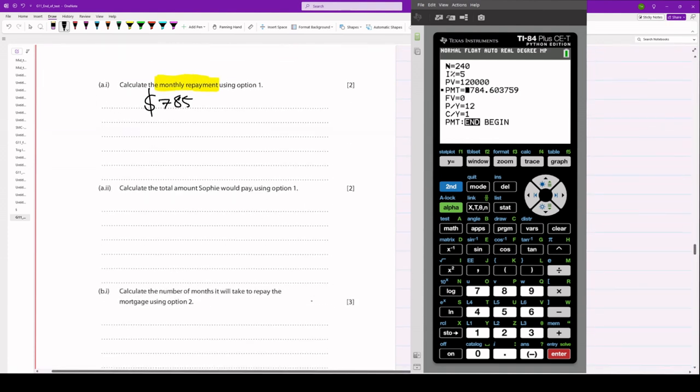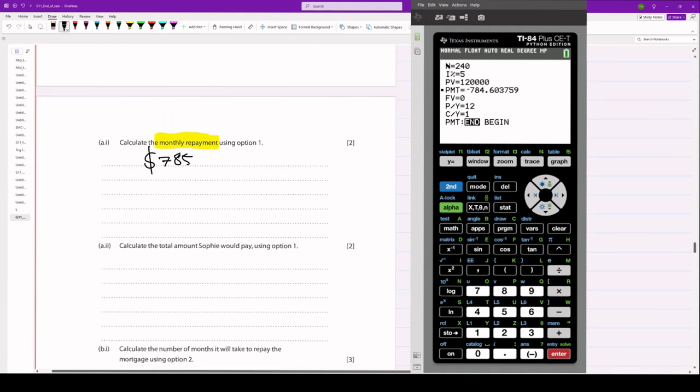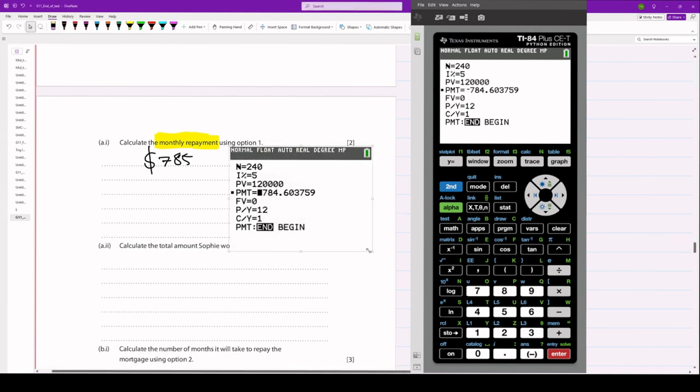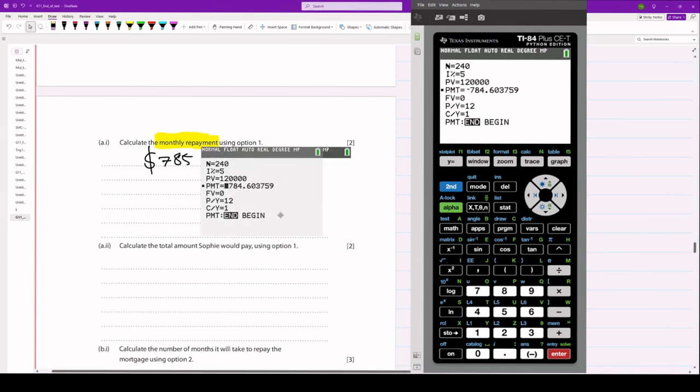Next up, calculate the total amount. Before I forget, actually, you should really leave all of this in there. And now I'm being quite lazy and I'm just copying and pasting out of the calculator. You need to actually write it all down. Unlucky.